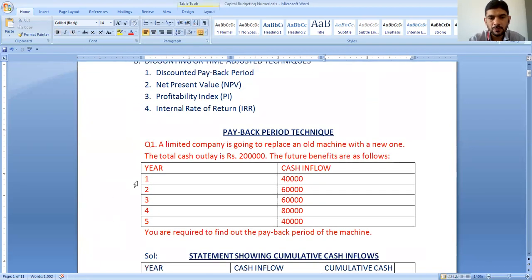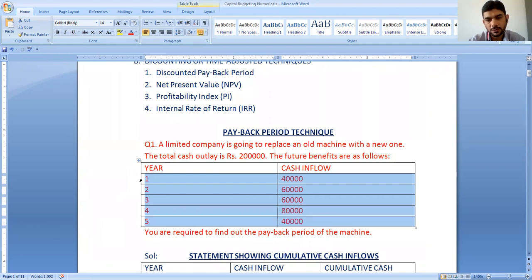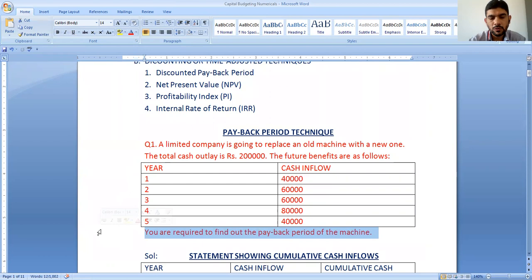For year 1, we are having future benefits as a cash inflow that is 40,000. For the next, we are having 60,000. For the very next, we are having 60,000. And for the fourth year, we are having 80,000. And for the last year, we are having 40,000. They are asking that you are required to find out the payback period of the machine.